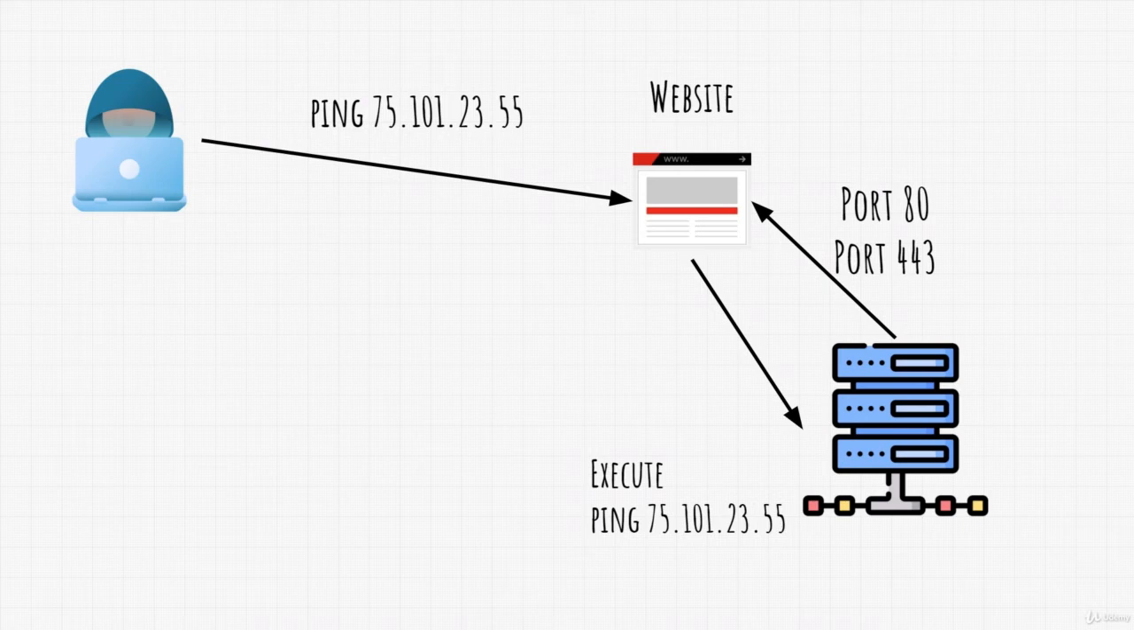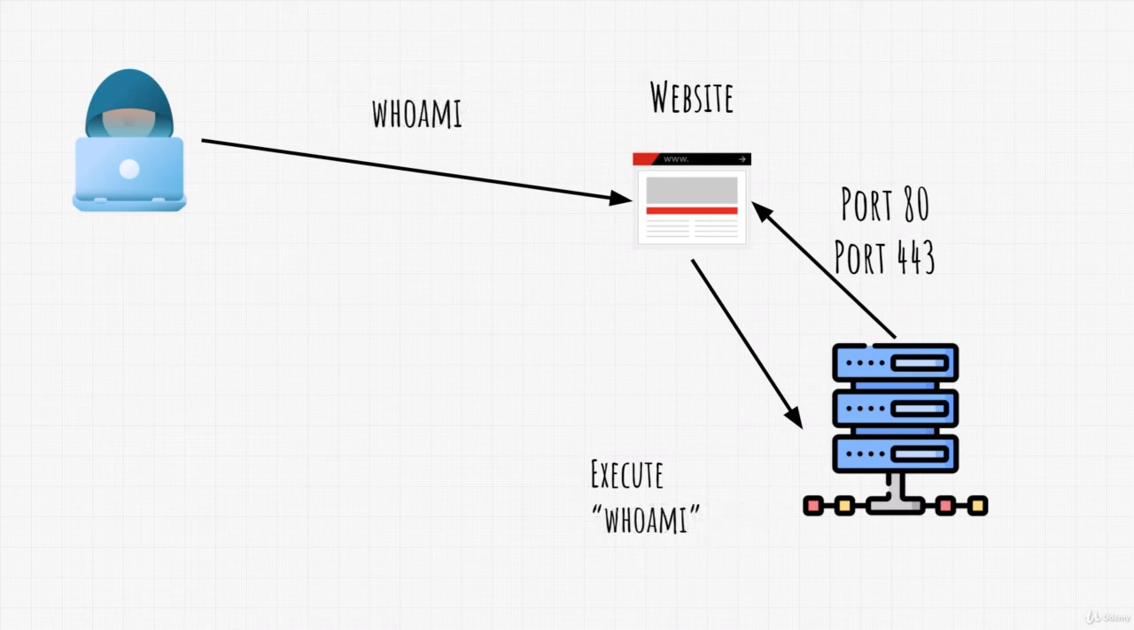How would it do that? Well, it would most likely run the ping command on its system. So if the website is hosted on a machine, the machine would run ping 75.101.23.55, or if it is hosted on a server, the server could execute that command. I believe by now you can already see where the problem can occur. What happens if instead of an IP address, we send a different command, such as whoami or ls?